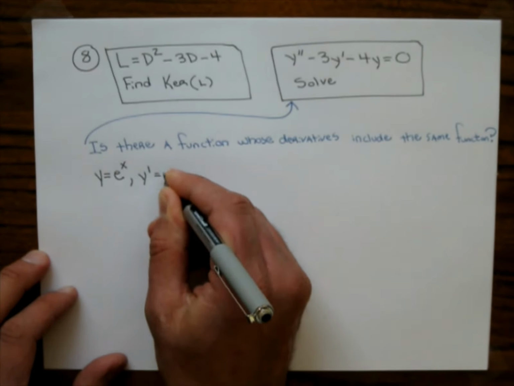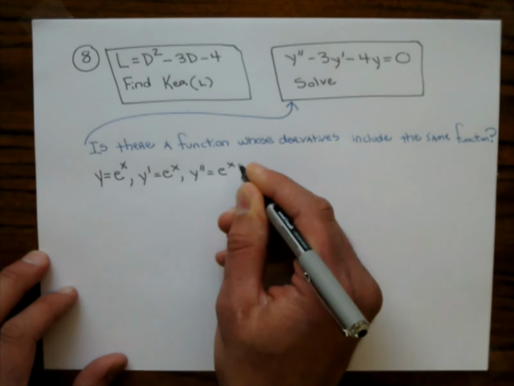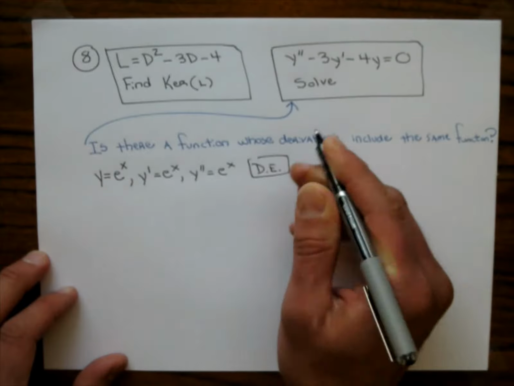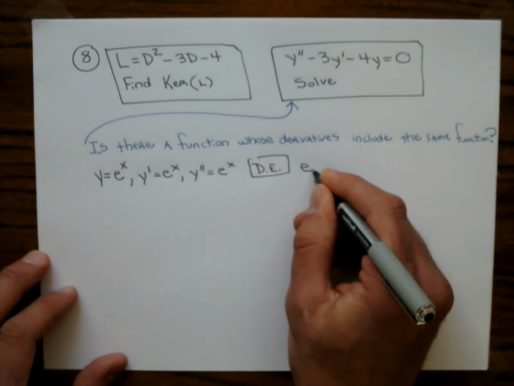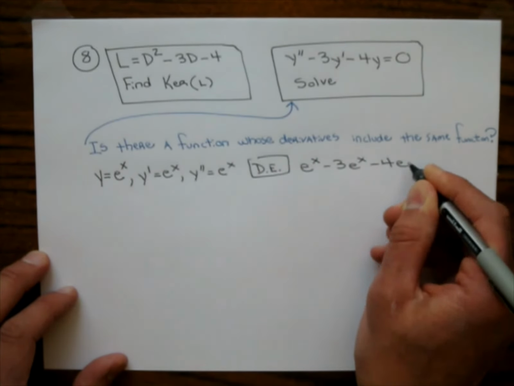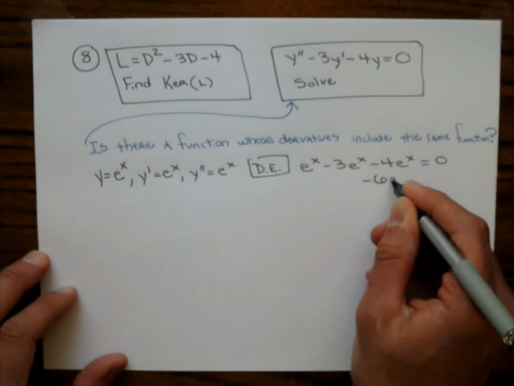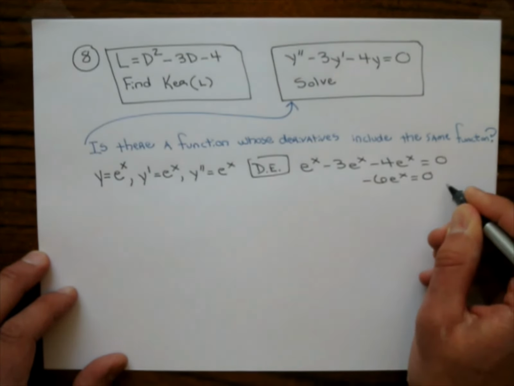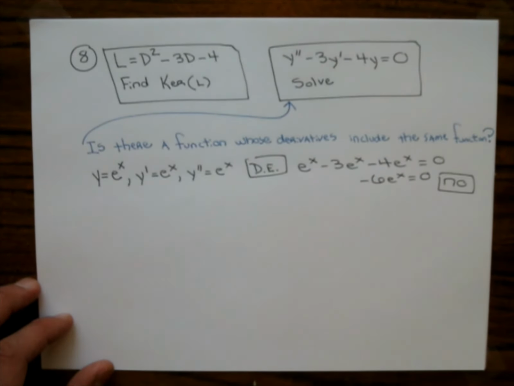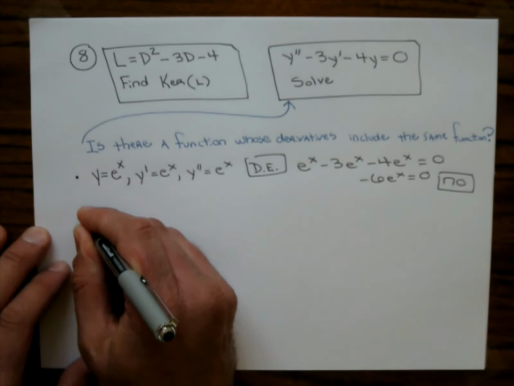Y prime is e to the x. Y double prime is e to the x. I'm going to plug this into the differential equation, so that one right there, and I'm going to get e to the x minus 3e to the x minus 4e to the x equals 0. So this is really negative 6e to the x equals 0. No, we guessed wrong. Okay, let's take another guess now.